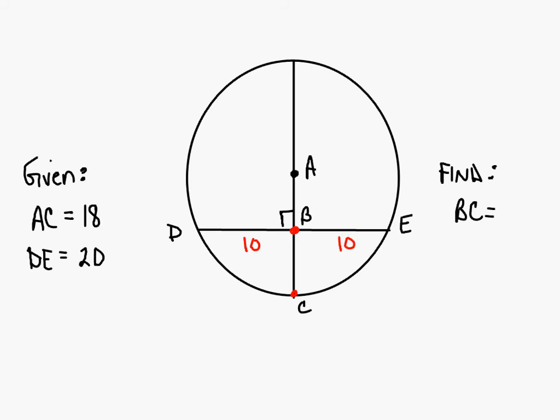Okay? Now, do you see the distance from A to C? That's 18 units, right? It's a radius. So if you draw in another radius that goes from A to D, and you label it 18, don't you have a right triangle here now? And in that right triangle, can't you use the Pythagorean theorem to find segment AB?